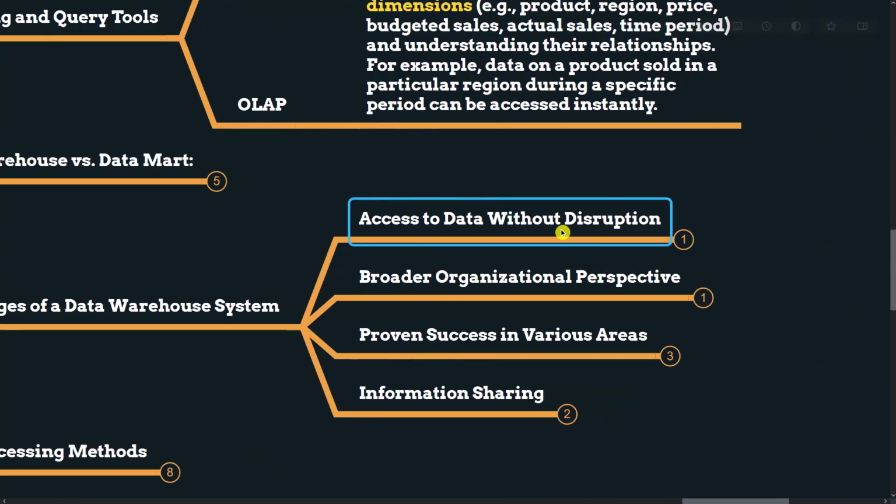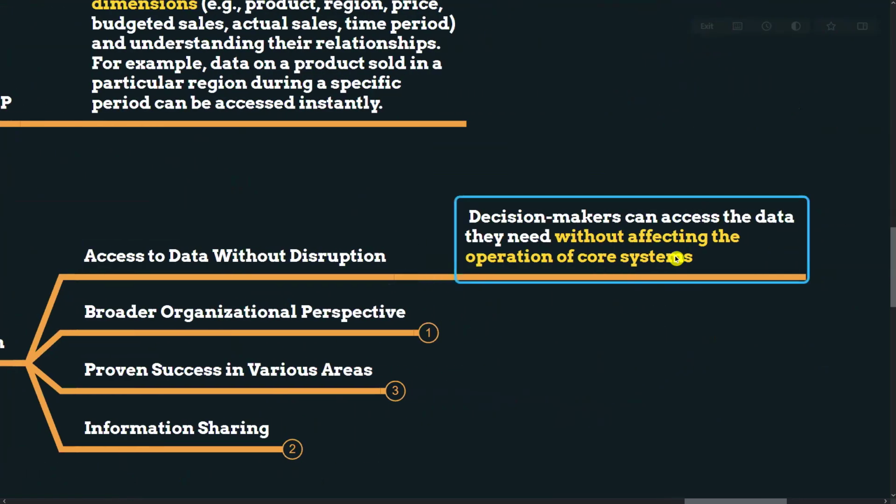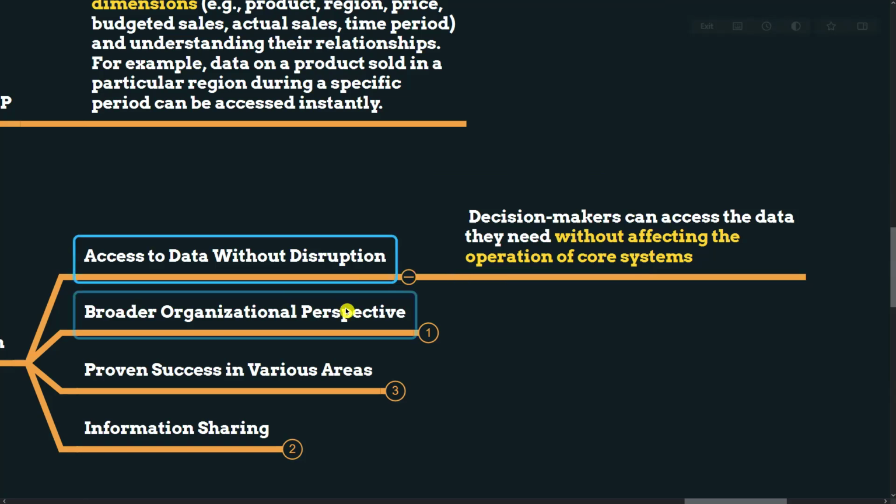The first one is that we can access data without disruption. The decision makers can access the data they need without affecting the operation of core systems, right? Just like you can borrow books from a library without disrupting other people's access, decision makers can retrieve the data from the warehouse without affecting the core business systems. In a company, executives can analyze sales trends without slowing down the cash registers or inventory systems in the store. So they can do their work, and other people can continue their work. No problem. We don't need to disrupt other people's work.